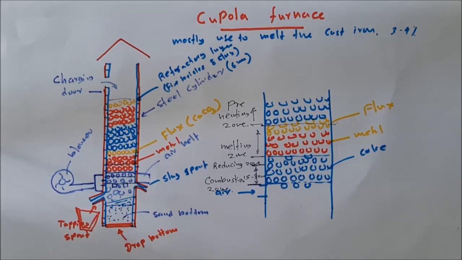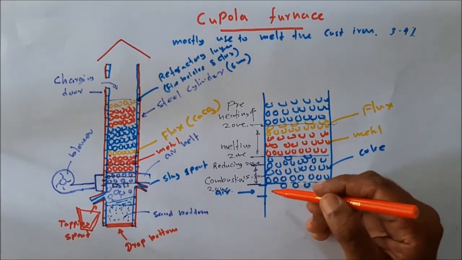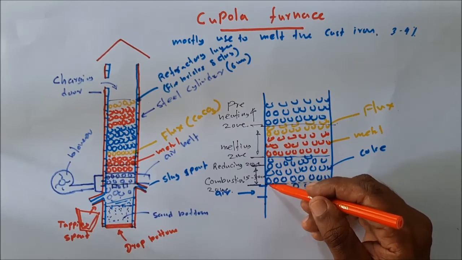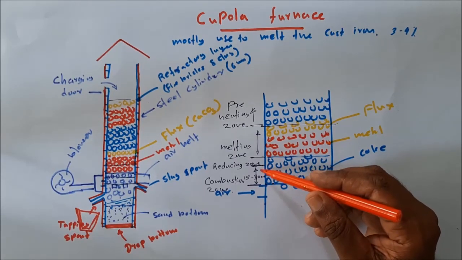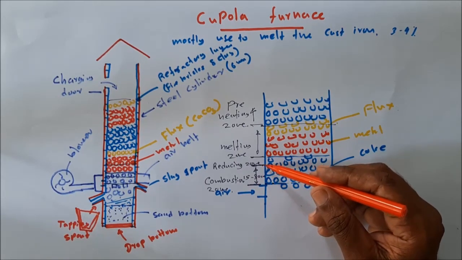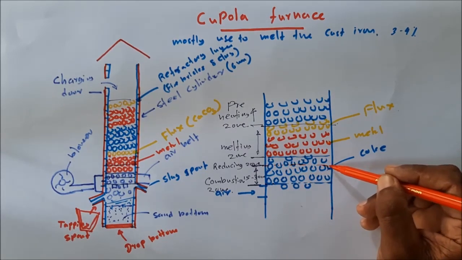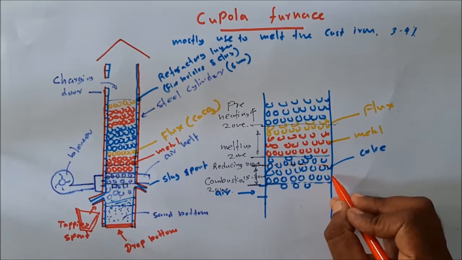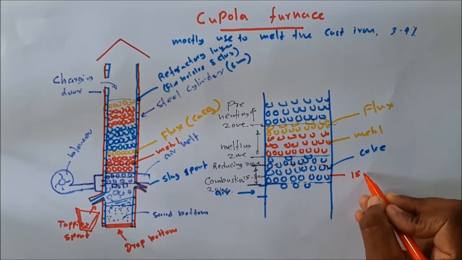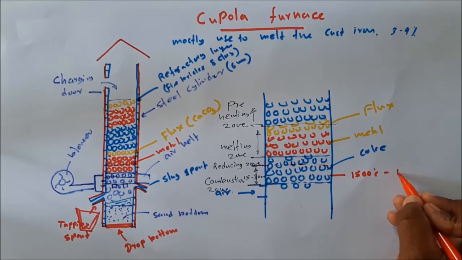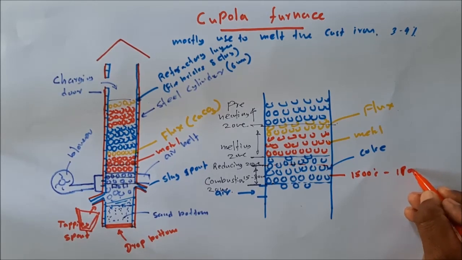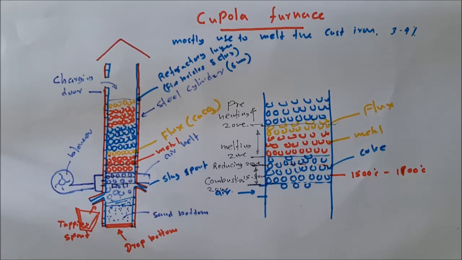This region, from the top of the air inlet to around 15 to 30 centimeter height, is the combustion region. Actually, the combustion takes place in this region. The temperature is very high, around 1500 centigrade to 1800 centigrade.